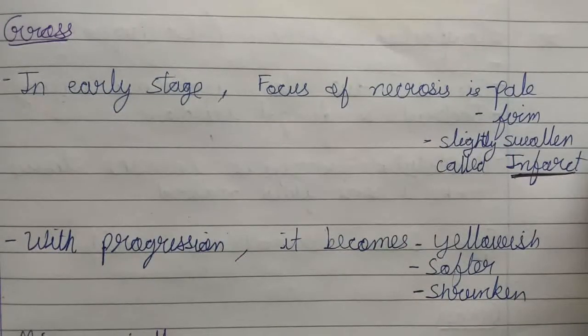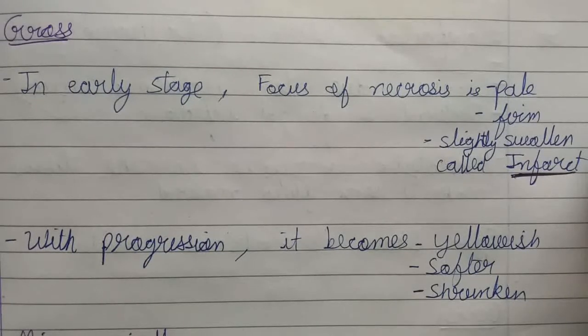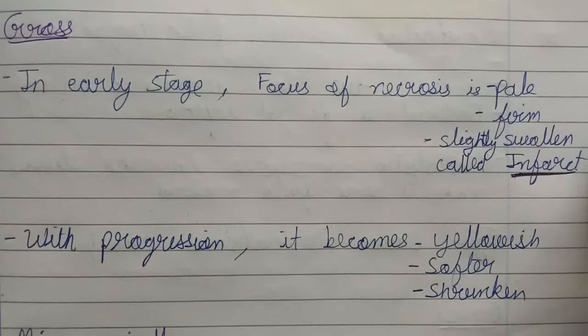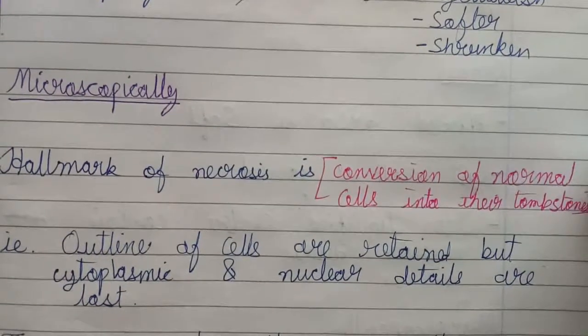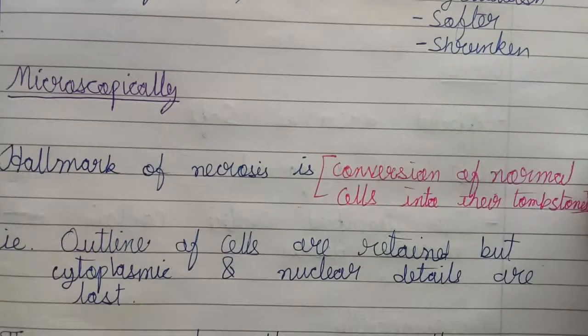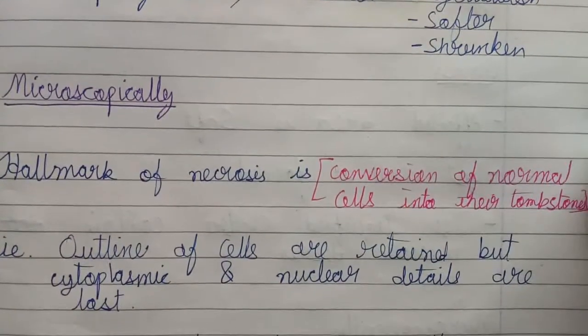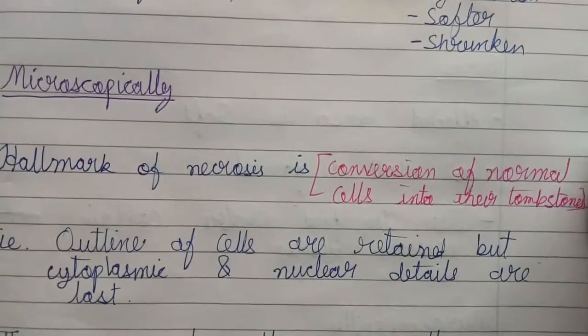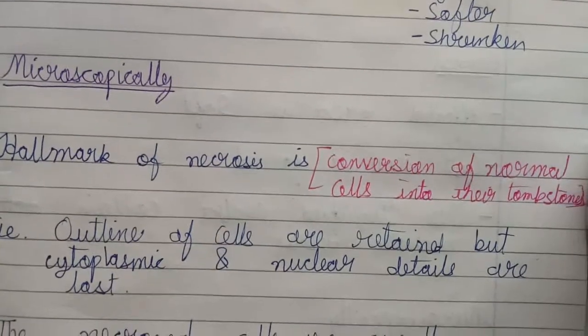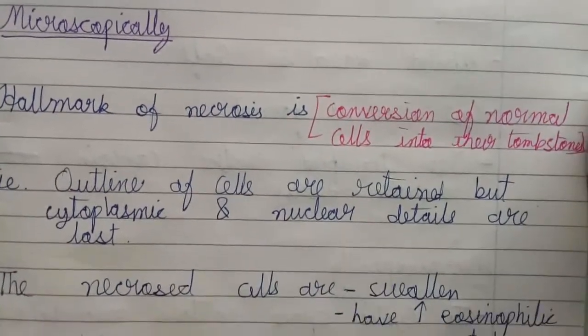In the early stage, the focus of this necrosis is pale, firm and slightly swollen, called an infarct. With progression, as time passes, it becomes yellowish, softer and shrunken. Then let's go to the microscopic changes. The hallmark of this necrosis is the conversion of normal cells into tombstones. What does it mean? It means that the outline of the cells is retained, but the cytoplasmic and nuclear details are lost. You can still identify the cell, but the main contents are lost.